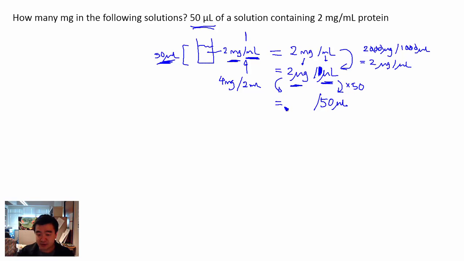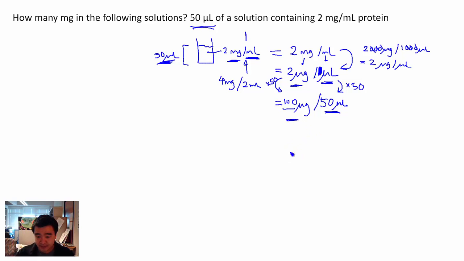Therefore, to get from 2 to whatever this is, we also multiply by 50. And this will be 100 micrograms. So this is saying that in the 50 microliters that we have of the solution, there are 100 micrograms of this protein.